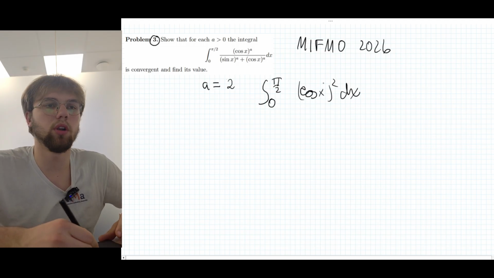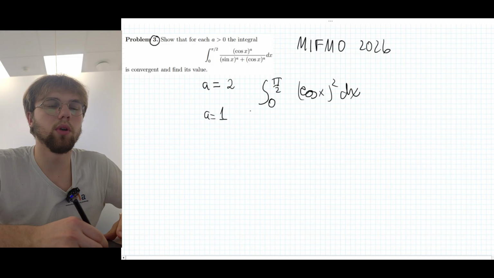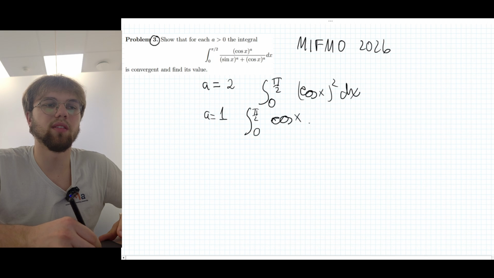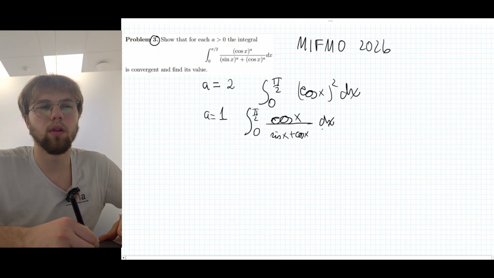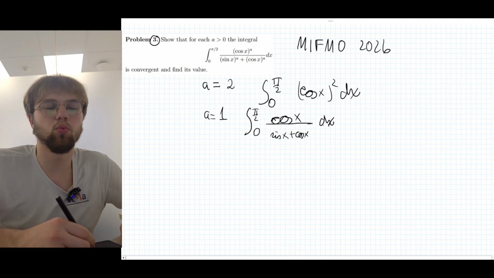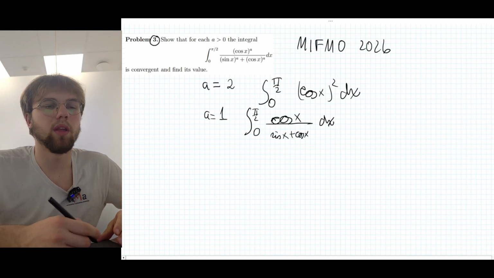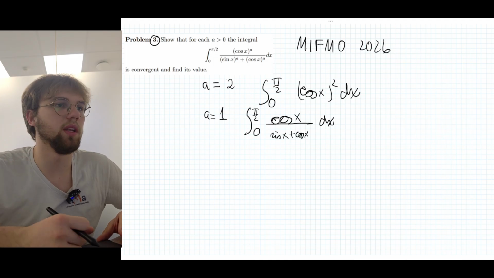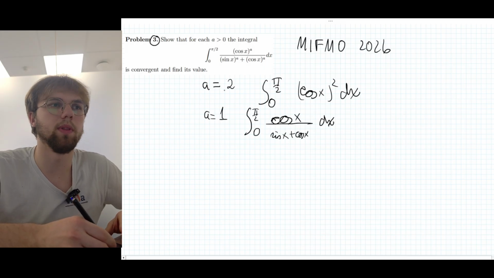And you can try calculating this integral. I'll leave it up to you. For example, for a equals 1, we'd get that this integral is just cosine of x over sine of x plus cosine of x dx, right? So, well, we do that, but it's not really that simple to see anything further. It's not that the answer just pops out immediately, right? So this doesn't seem like a very likely approach, just plugging in different values and noticing something. You can try, of course.